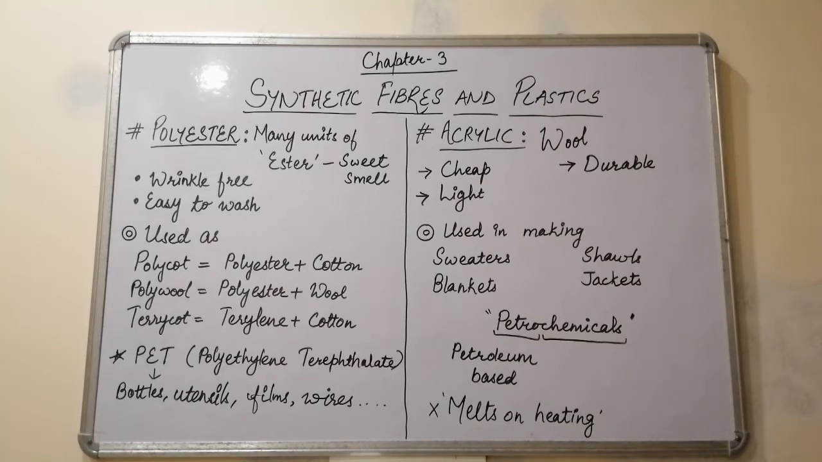Now, as we have learned about rayon, that rayon is known as artificial silk, similarly, acrylic is also associated with wool. Acrylic also has some properties similar to wool. For example, it is soft, it is light in weight, as well as it gives you a little warmth. Now, as compared to your wool, the acrylic fiber or the acrylic fabric is cheaper, as it is manufactured easily in the laboratories.